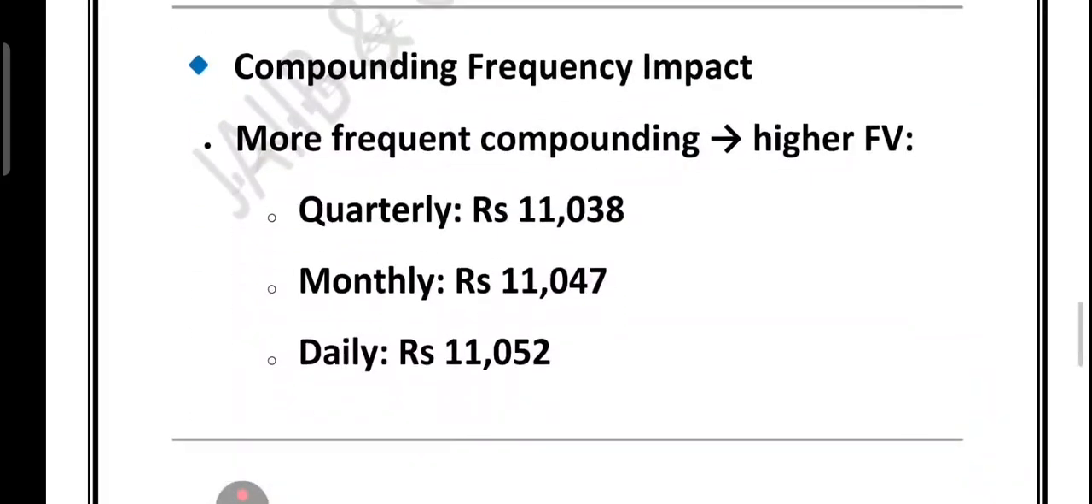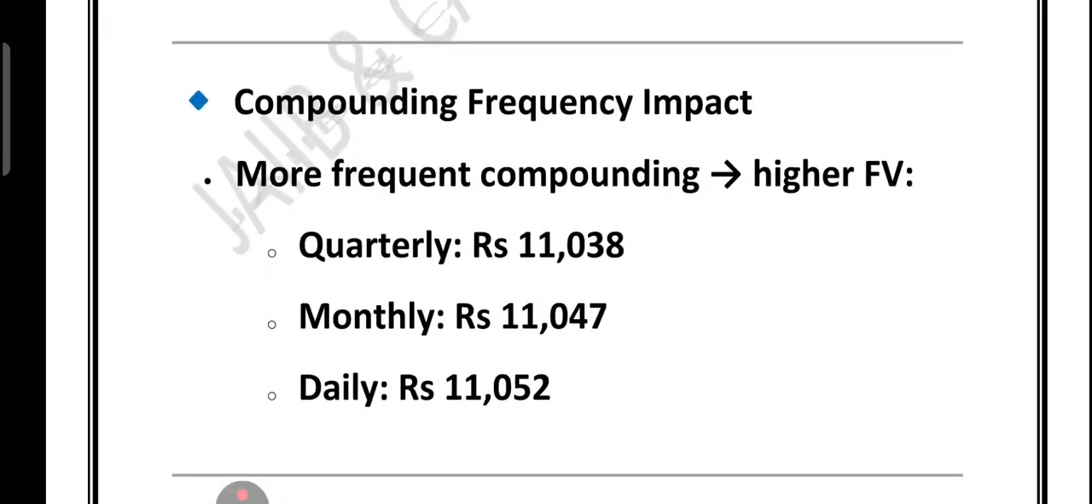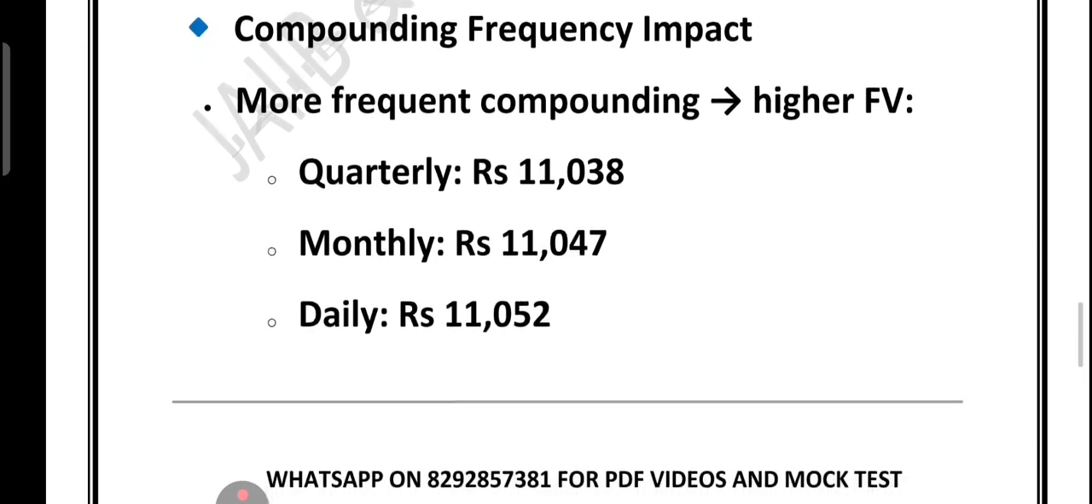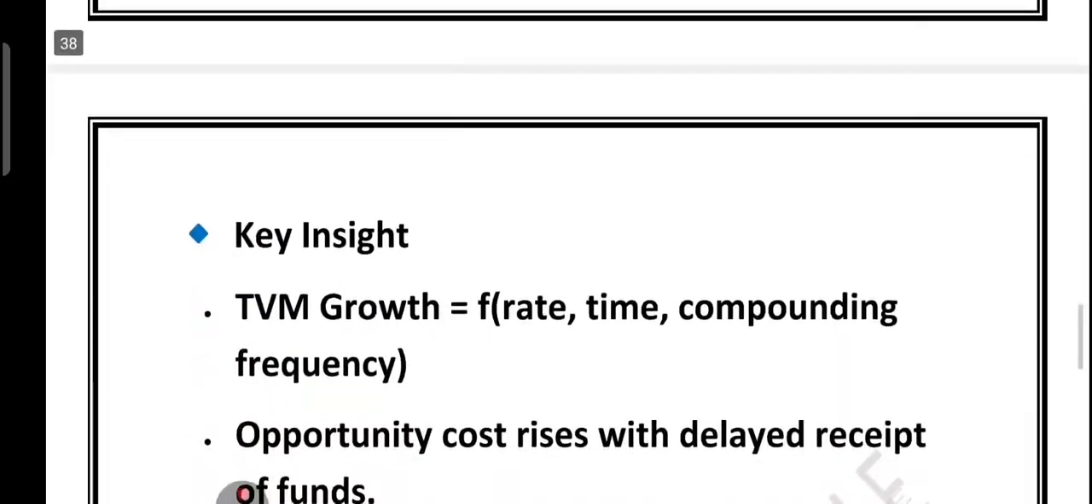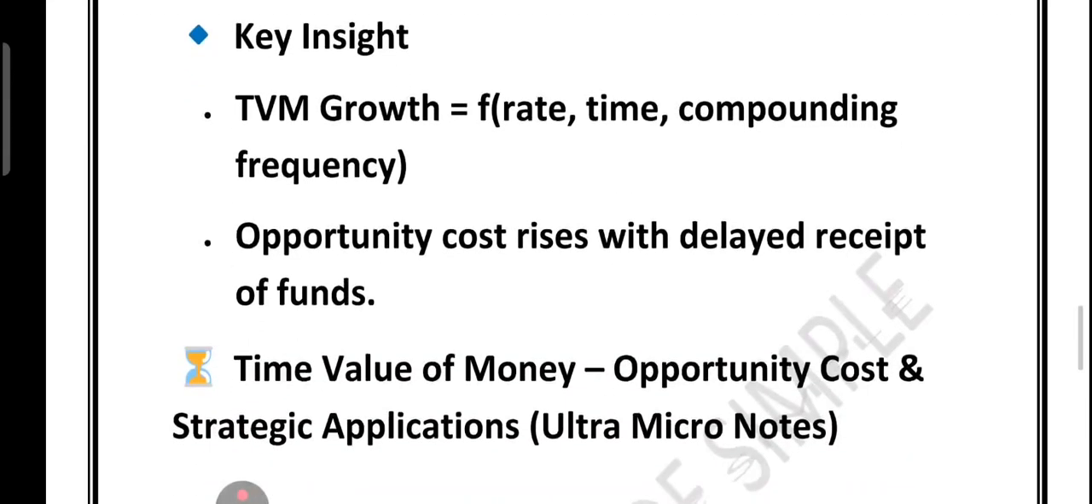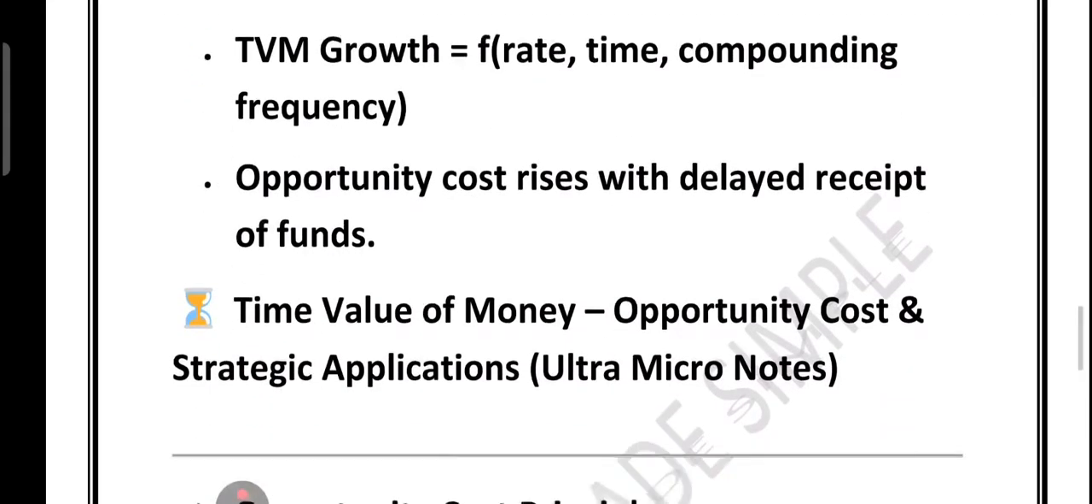Now the question is, what is the impact of compounding frequency? The more often interest is compounded, the higher your future value. As you can see, if we compound quarterly, the future value is 11038. If we compound monthly, the future value increases to 11047. If we compound daily, the future value goes to 11052. So the growth of money depends on rate, time, and compounding frequency, as you can clearly see. Delaying receipt of funds increases the opportunity cost, meaning that you lose potential earnings the longer you wait. In short, we can say understanding TVM, right?